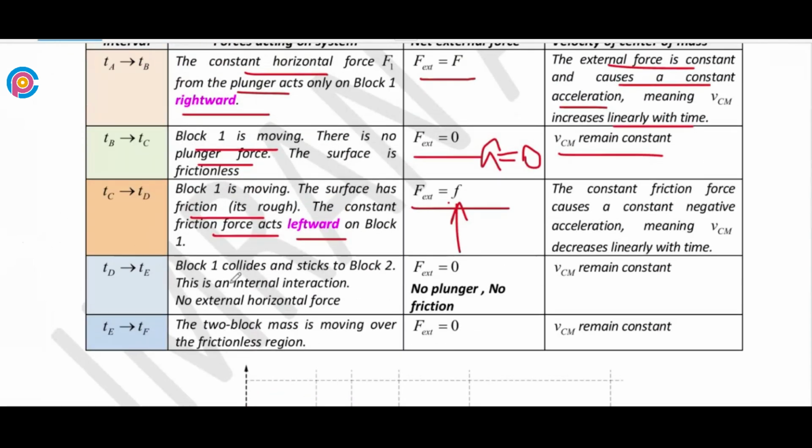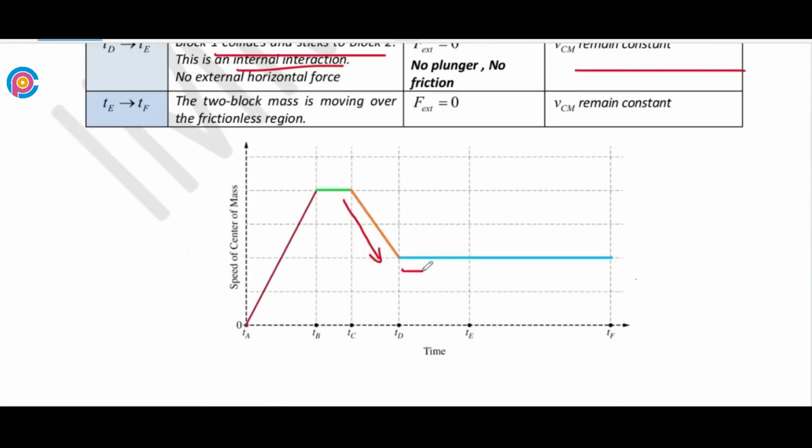And what happens next? Block 1 collides and sticks with block 2. This is considered a system internal interaction. There is no external horizontal force, so the external force is 0: no plunger, no friction. So there is no acceleration and the center of mass velocity remains constant. You can see in this portion the velocity is constant.